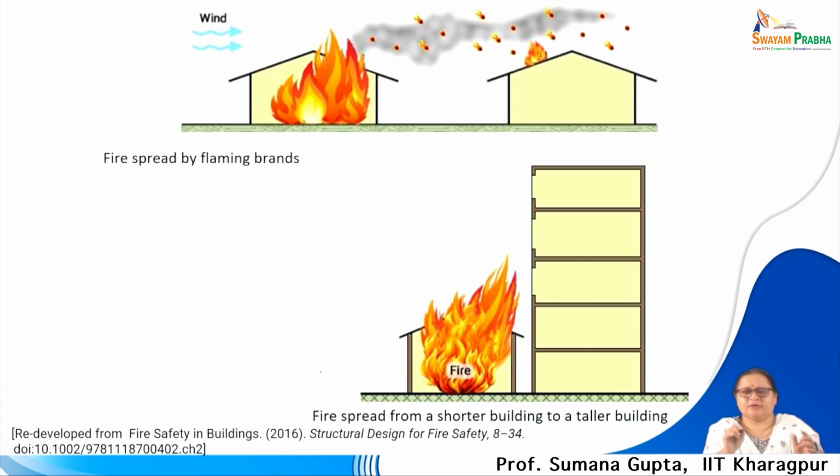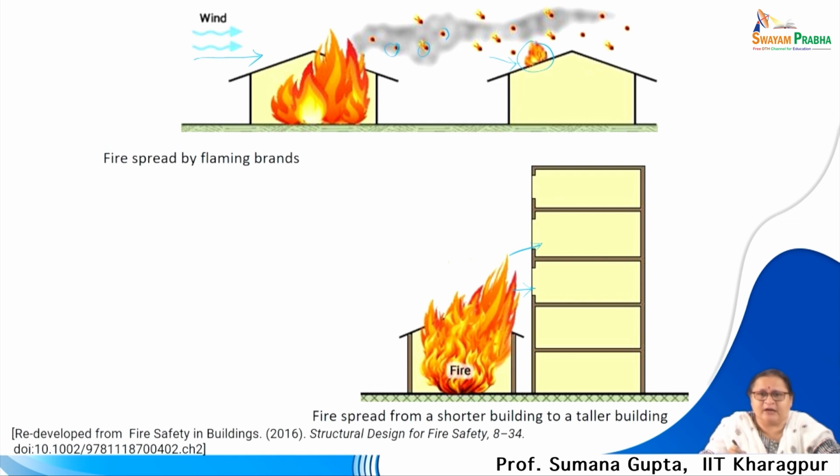So, you can see some pictorial representation of it. You can see these are the flaming brands, which are driven by the wind, and these are going and falling onto the roof of the next building and leading to starting a fire. You can see here a smaller building leading to radiant heat entering through the windows of the adjoining higher height building, or a taller building.